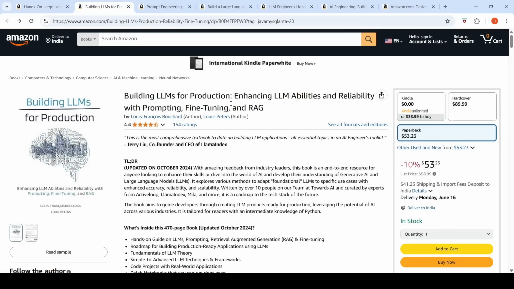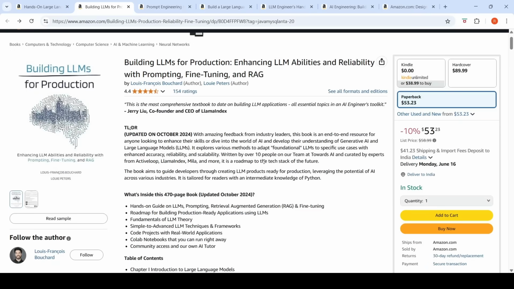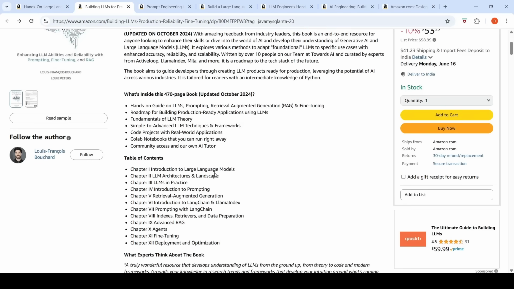The next book is Building LLMs for Production. This is a book about how you can actually build large language models for production, right? How do you deal with enhanced accuracy, reliability, and scalability? This is a good book about how to bring large language models to production. Here they also talk about large language models, LLM architectures and landscape, LLMs in practice, advanced RAG, index retrievers. There is an introduction to LangChain and Llama index as well. So you can check out this book as well.